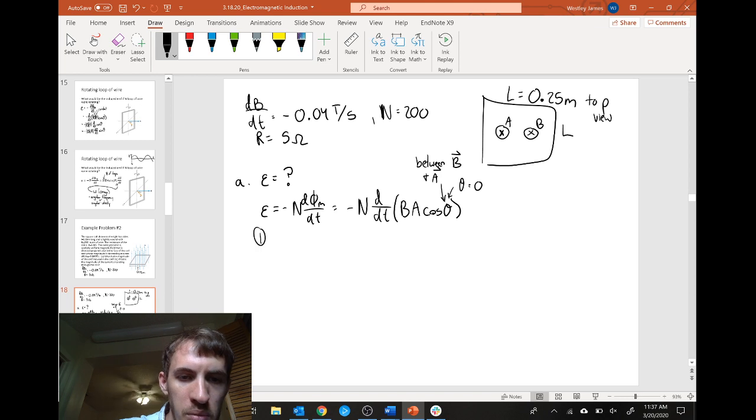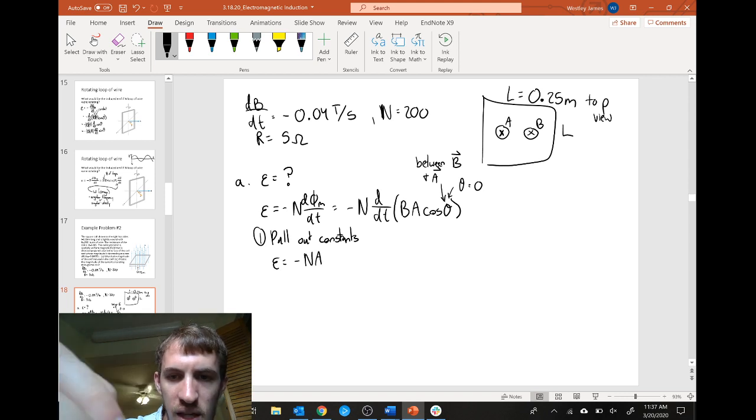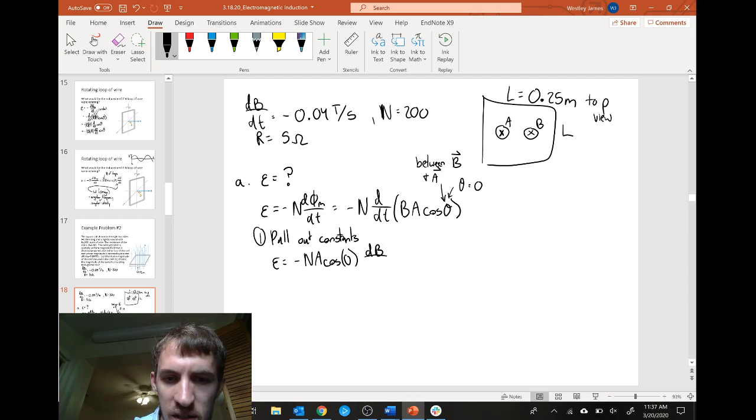Right now we're just identifying all the constants. So pull out constants, because we only want to be finding the things that change. So therefore, EMF equals negative N times A times cosine of 0 times dB/dt, because we see here our magnetic field isn't a constant, our magnetic field is changing. Okay, so let's go ahead and plug in those values.